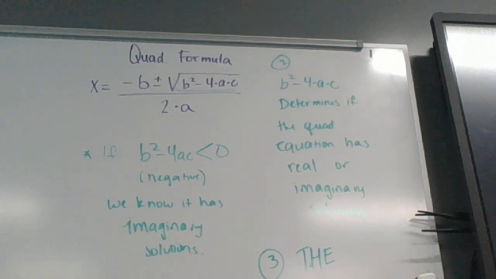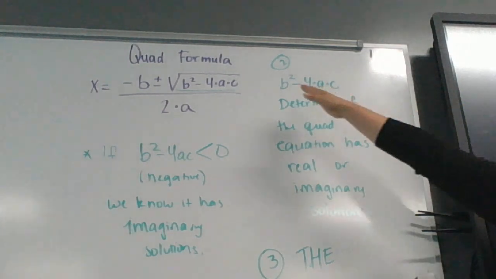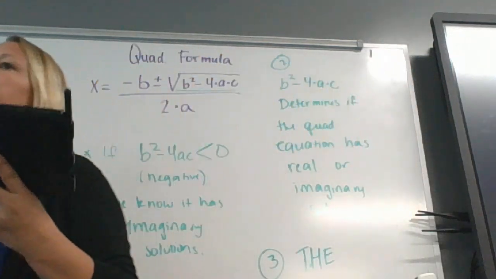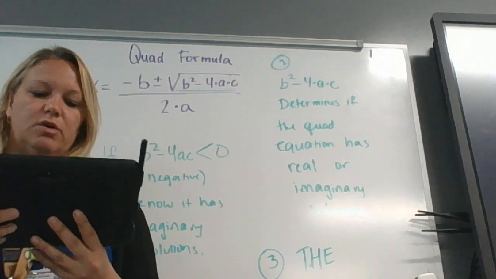And so b squared minus 4ac helps us discern or decide what the quadratic is, real or imaginary. So it's called discriminant. Okay? So when you do an exam or an SAT, it's totally talking about this part. The vocabulary word associated with that is discriminant.